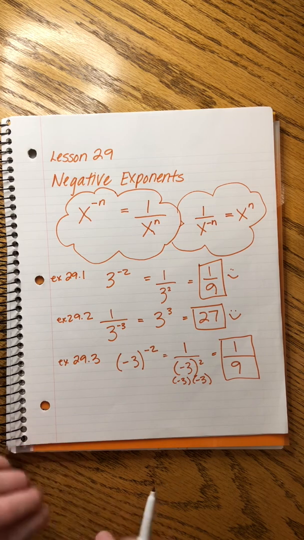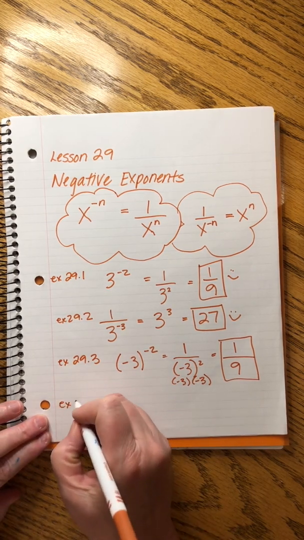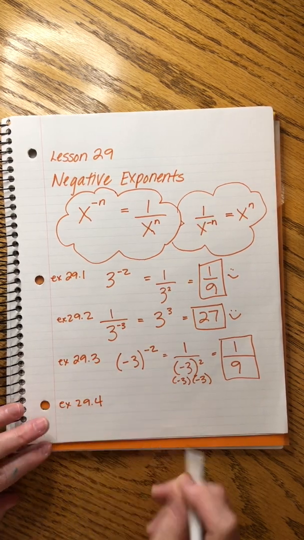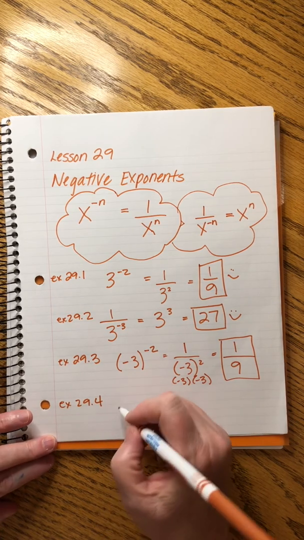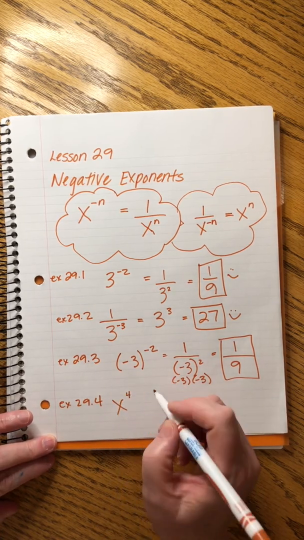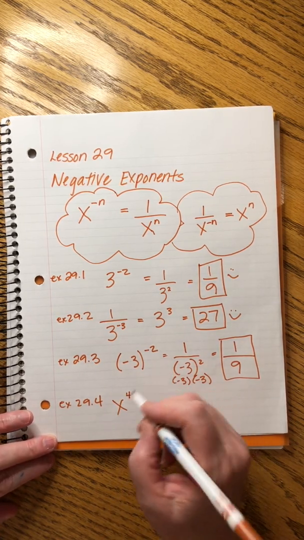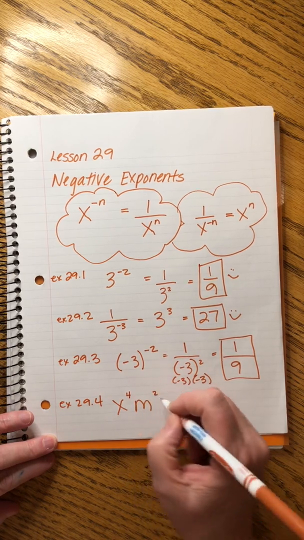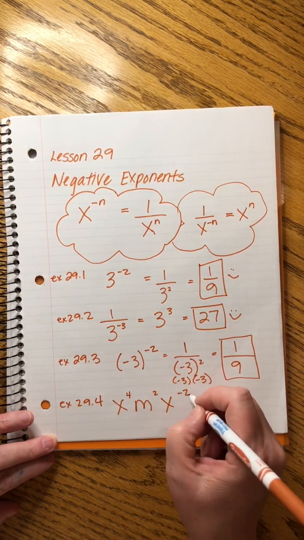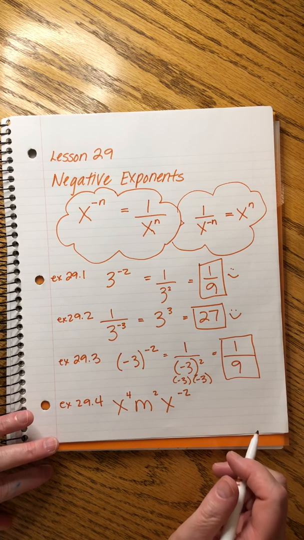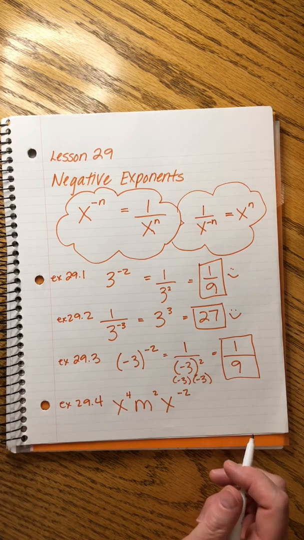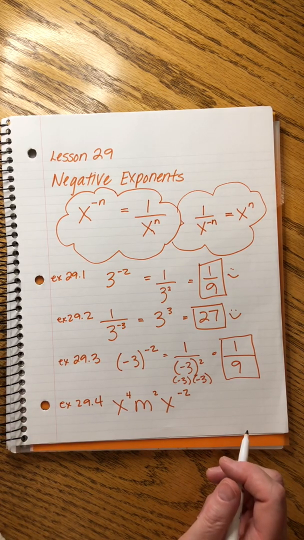What about this? X to the fourth. This one's a long line. Ready? M to the 2, x to the minus 2. M to the minus 5.